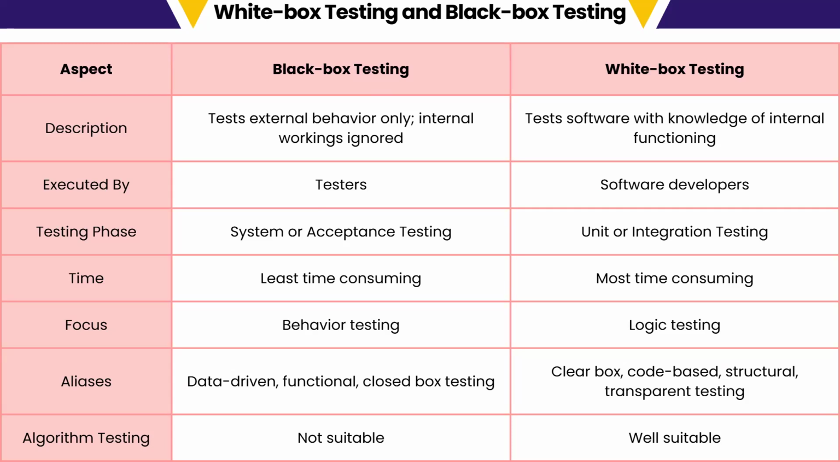And for the aliases, black box testing is data driven and functional, and white box testing is clear box, code-based, structural, transparent testing. Algorithm testing is only for white box because there is nothing to test outside the programming environment when we are solving an algorithm problem.